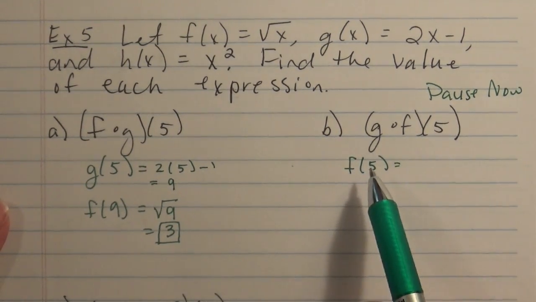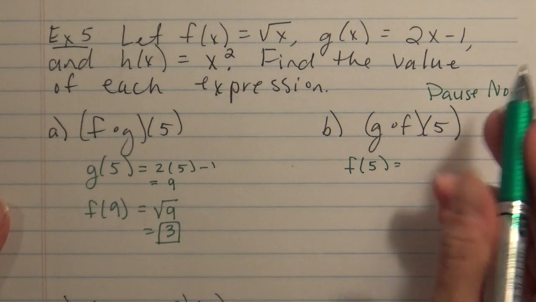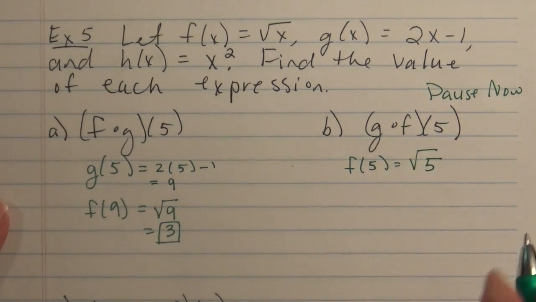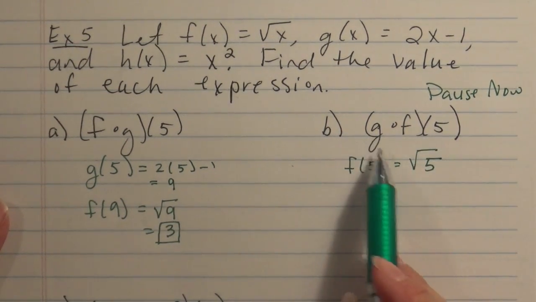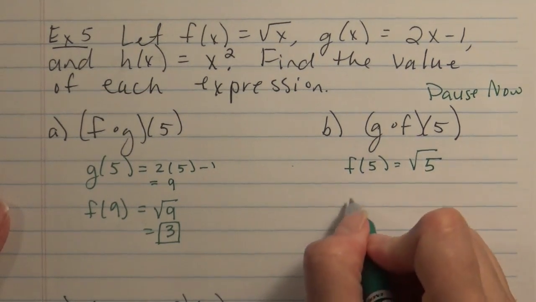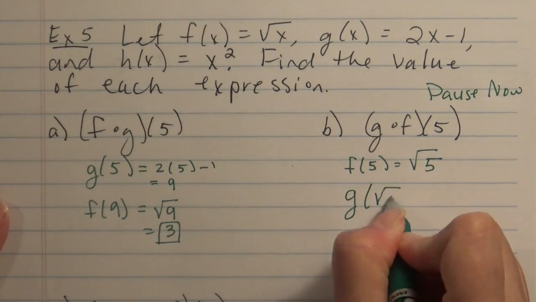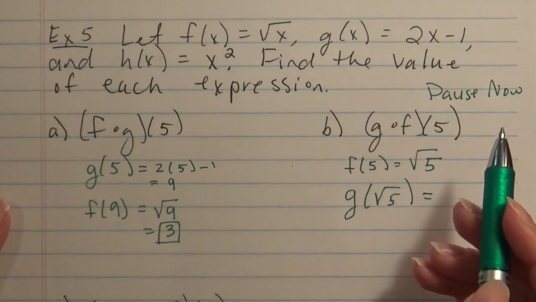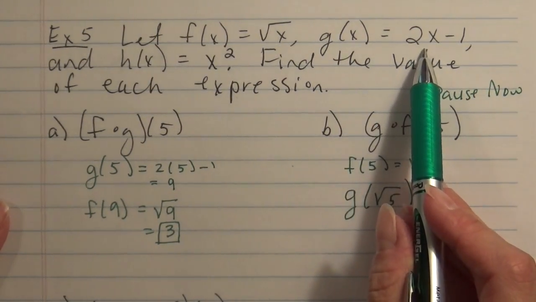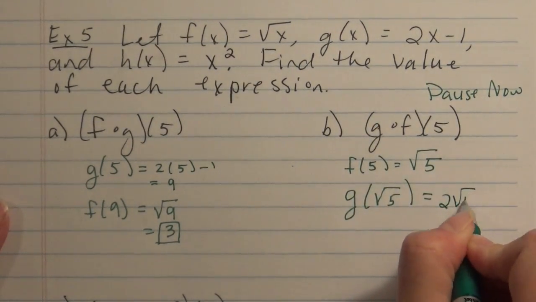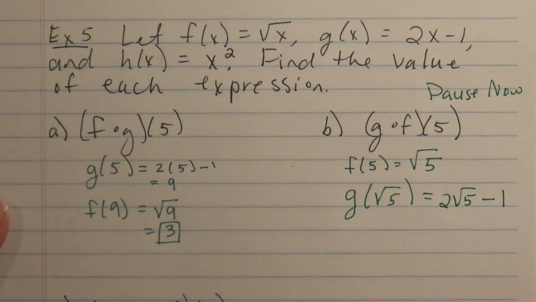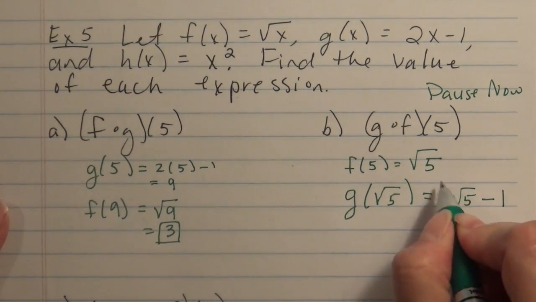So for f of 5, that gives you the square root of 5. And now you need to calculate g of the square root of 5. So go to the g function. You're going to have 2 times the square root of 5, and then minus 1 after the square root. And this is your answer.